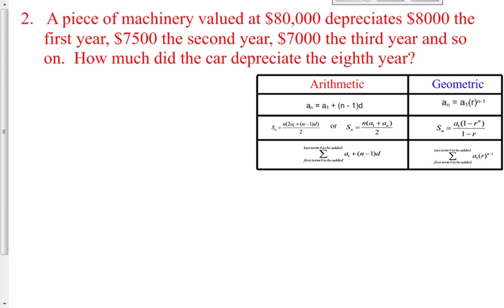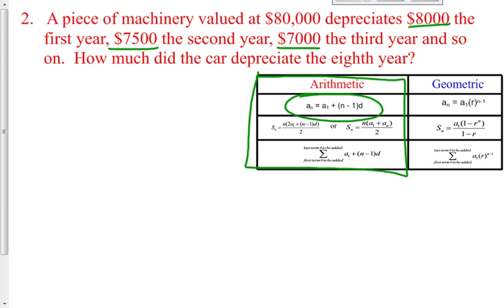So we got to ask ourselves the question, is this arithmetic or is this geometric? So it depreciated 8,000 and then 7,500, so it went down $500, and then 7,000, so it went down another $500. So they're subtracting $500 every time, or adding a negative 500. So now what we're talking about is arithmetic. Okay, so how much did it depreciate the eighth year? You don't want to find a sum, you just want to find one individual year.